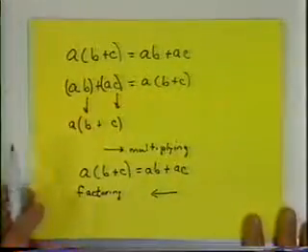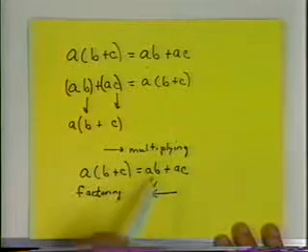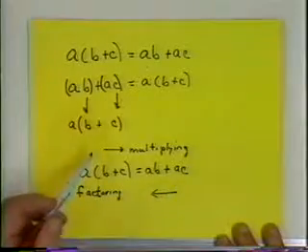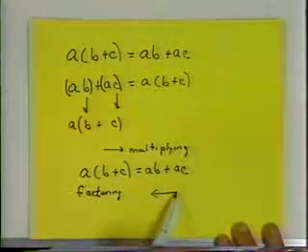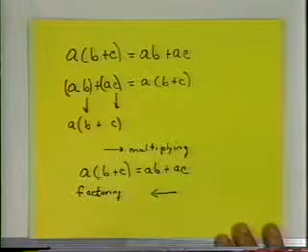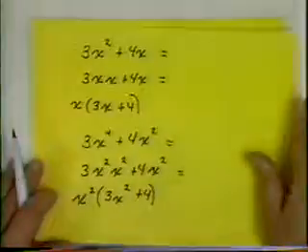In other words, if you take the distributive property, which we write as what? A times B plus C equals AB plus AC. Notice that if you read it from left to right, that's called multiplying. But if you read it from right to left, that's called factoring. Now let's just see how that particular principle works.